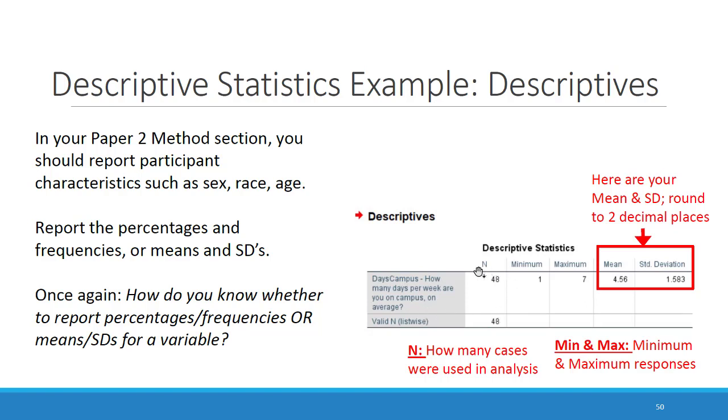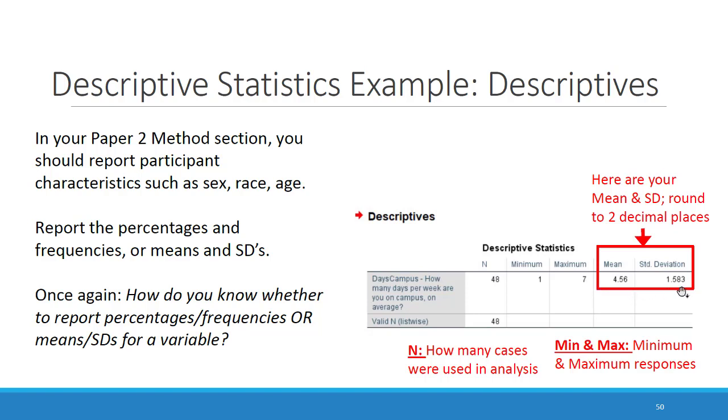So this N first tells us the number of participants that were included in this analysis. The minimum tells us the minimum score for days on campus. So the minimum is 1. The maximum score is 7, which makes sense, right? Because you can't have more than 7 days per week on campus.